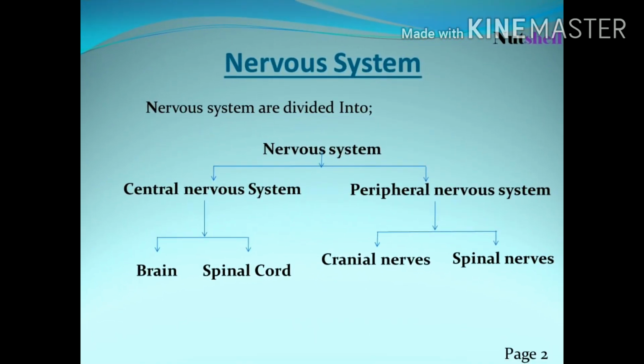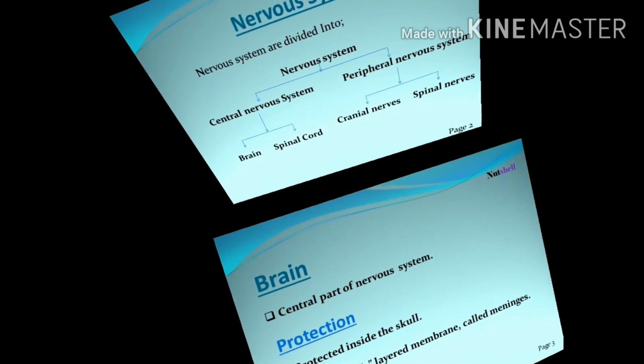Nervous system. As shown here, the nervous system can be classified into two: the central nervous system and the peripheral nervous system. The central nervous system consists of the brain and spinal cord, whereas the peripheral nervous system consists of cranial nerves and spinal nerves.